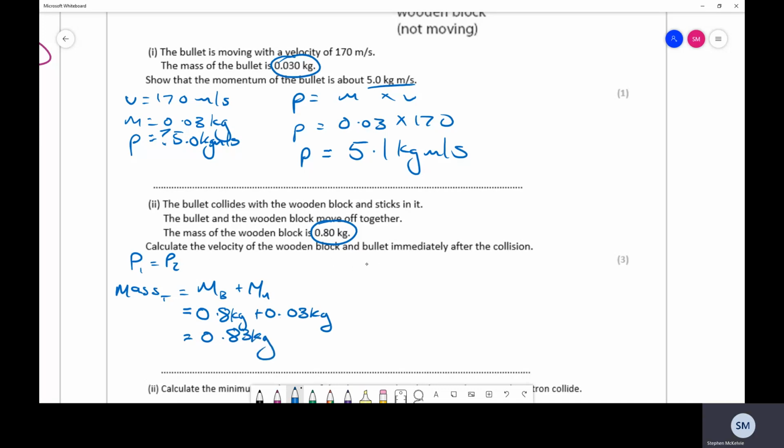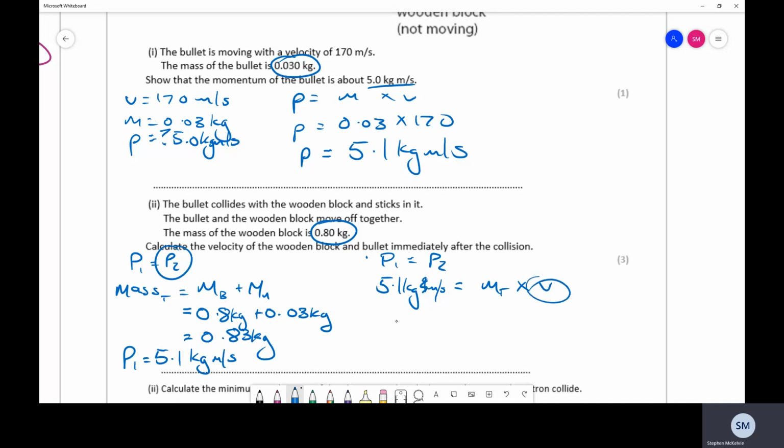P1 is equal to P2. The momentum before is equal to the momentum afterwards. P1 is equal to the total momentum at the top, 5.1 kilogram meters per second. And I can figure out the velocity of this resultant momentum if I use these numbers. So P1 is equal to P2, 5.1 kilogram meters per second is equal to the total mass multiplied by the velocity of the two, and that's what I'm trying to find.